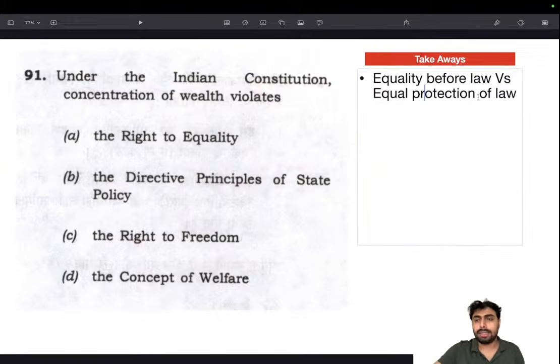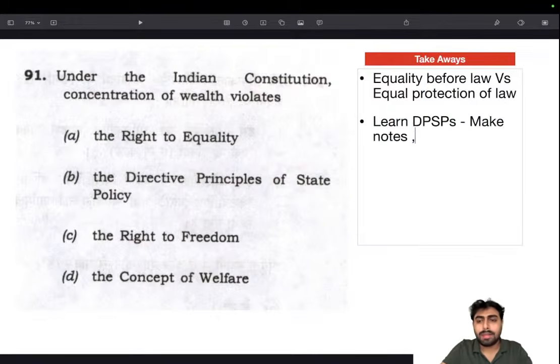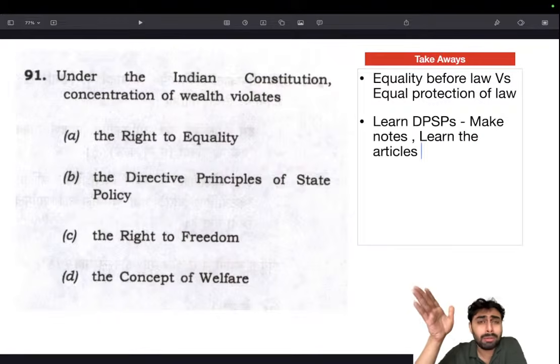As always, I said, learn DPSPs. Okay, make notes and learn the articles. Very important. This is going to be the hardest part of polity, the DPSPs, because they have got the entire part 4 of the constitution, from 36 to 51, and the classifications are there.